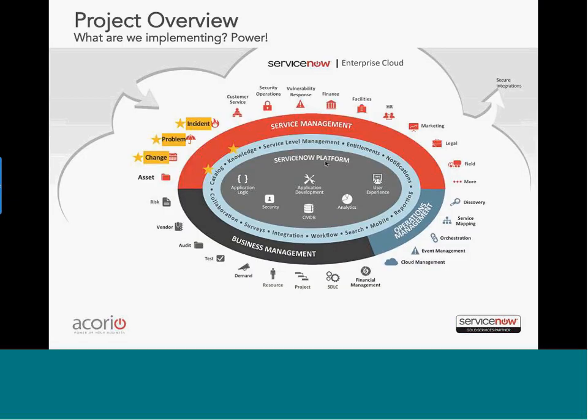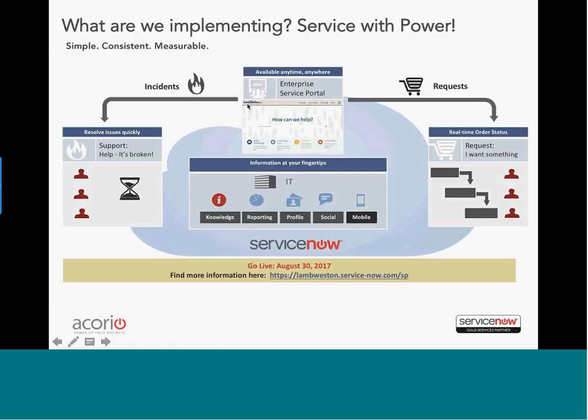Project overview. The applications that we're implementing for Lamp Western are incident, problem, change, catalog, and knowledge, and then obviously the service portal from the end user point of view. Here is another screenshot of the service portal. This will act as the intake for incidents as well as requests. And I do have a go-live date of approximately August 30th for you guys.